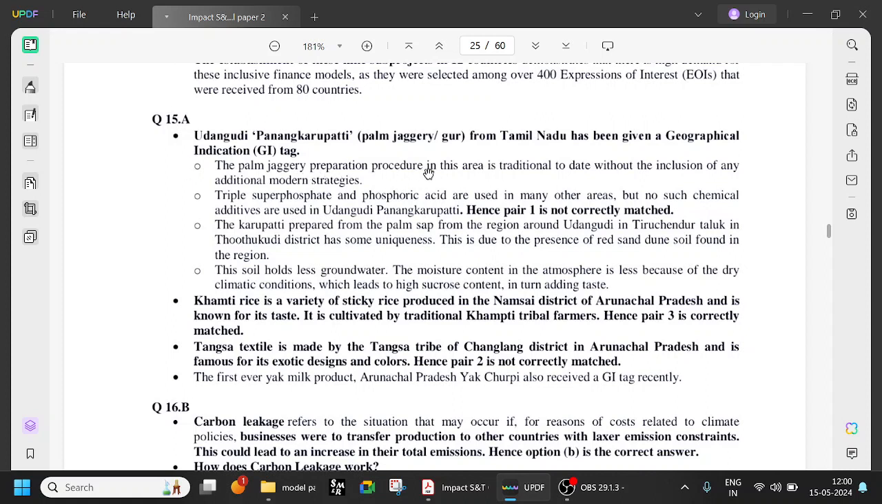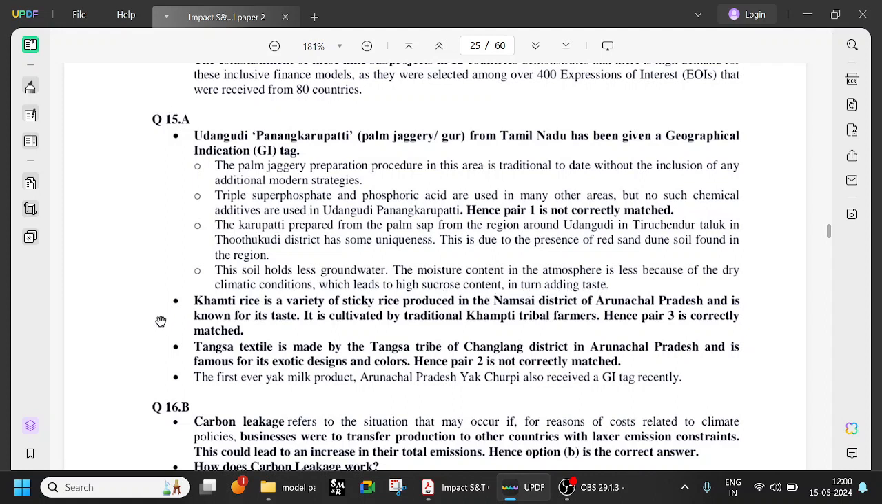The palm jaggery preparation procedure in this area is traditional to date, without any inclusion of additional modern strategies. Triple superphosphate and phosphoric acid are used in many other areas, but no such chemical additives are used in this particular Udangudi Panangarpatti. Next, the Karupatti prepared from the palm sap from the region around Udangudi in Tiruchendur Taluk in Thoothukudi district has some uniqueness. This is due to the presence of red sand dune soil found in the region. Just keep in mind, no need to remember all these things. This soil holds less groundwater.